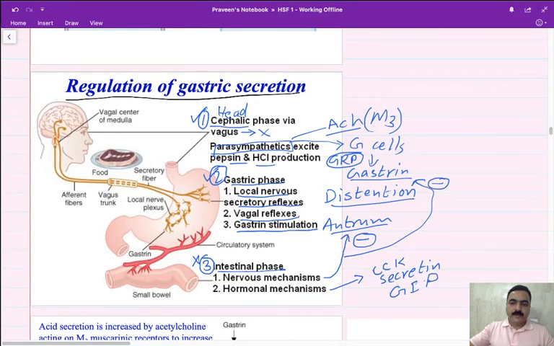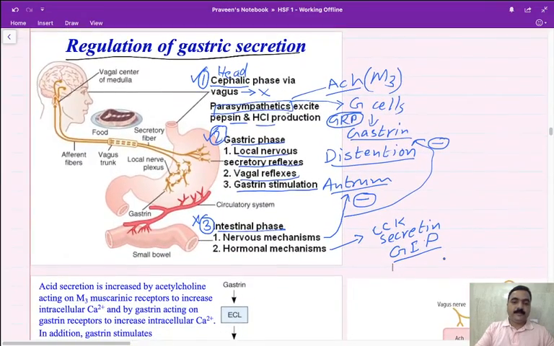Okay, so CCK, secretin, and GIP, these are the three things that will inhibit the gastrin. Not only the gastrin, not only the secretions, these also help in the regulation of movements in the stomach. Later on we will study the movements, and these movements are also being controlled or inhibited by this.